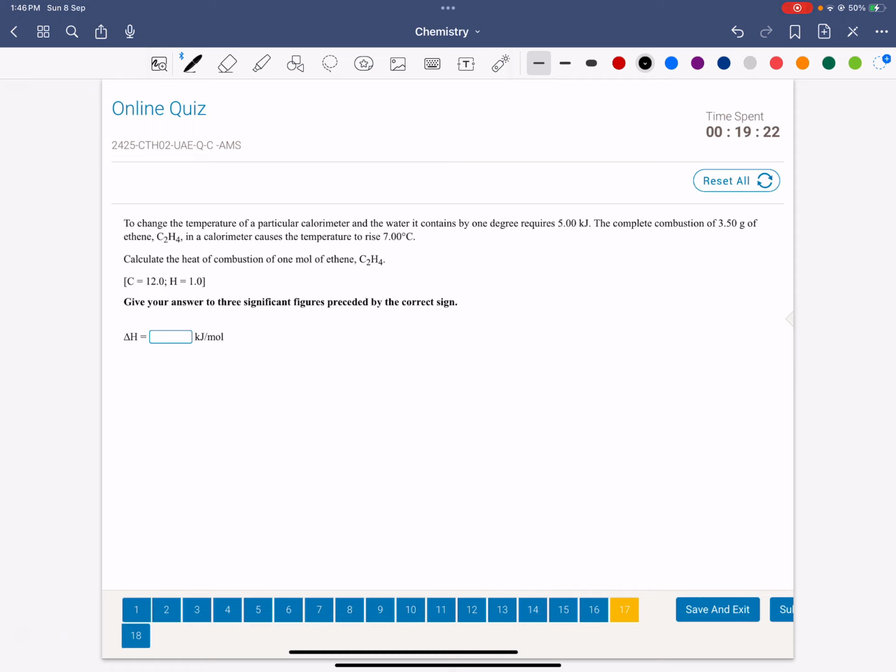Okay, this is the same question as we did before. However, they just gave us different values. So delta H, heat of combustion, equals minus Q over n. However, this is not the specific heat capacity because we don't have any mass. So it's just going to be C times delta T over n, which is the number of moles. So it's going to be 5 times 10 to the power of 3 times 7 over, how do I find the number of moles? Mass over molar mass.